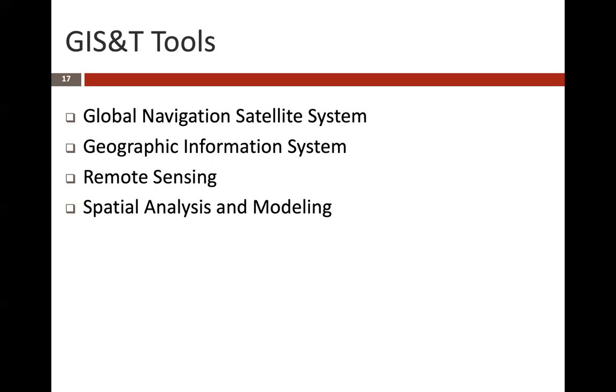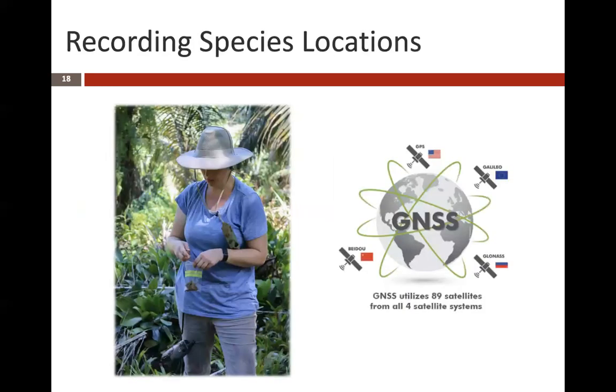So how can these tools be used? Well, at the most fundamental level, we can use a handheld GPS or fancier GPS units to record species locations. And you can see Katie here. She's a former PhD student. She's got her GPS dangling down there. She's collecting some other data. But we need geographic information for the locations where we collect species data so that we can later on tie that to other types of spatial information.